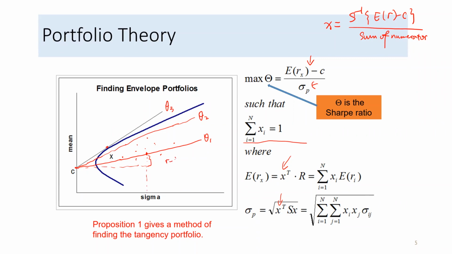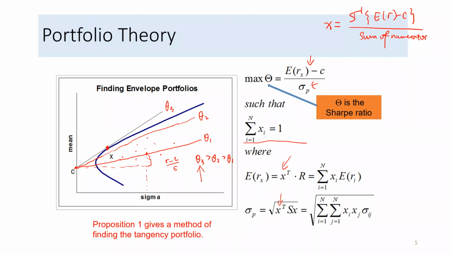So (R - C) divided by sigma will be the slope of this straight line. Now here we can easily see that theta 3 is greater than theta 2, which is greater than theta 1. So the max will be theta 3, given this level of constant. Therefore, we cannot find any other combination given this level of C.